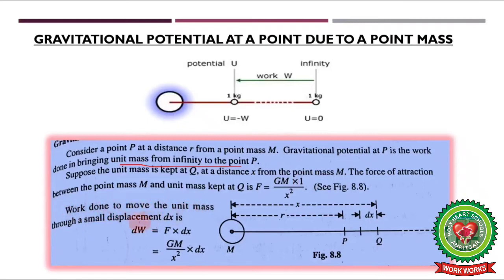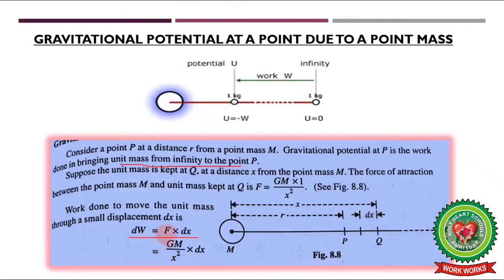Now, the work done to move the unit mass through a small displacement dx is... I told you earlier that whenever you have to find the potential, basically you have to find the work done. Now this unit mass is experiencing a force F, and we are moving this unit mass through a small distance dx, and we know that work done is equal to force into displacement. Here dx is a very small displacement, right?